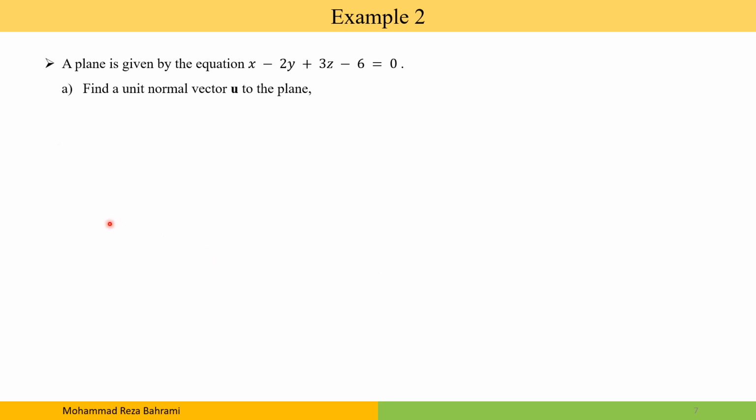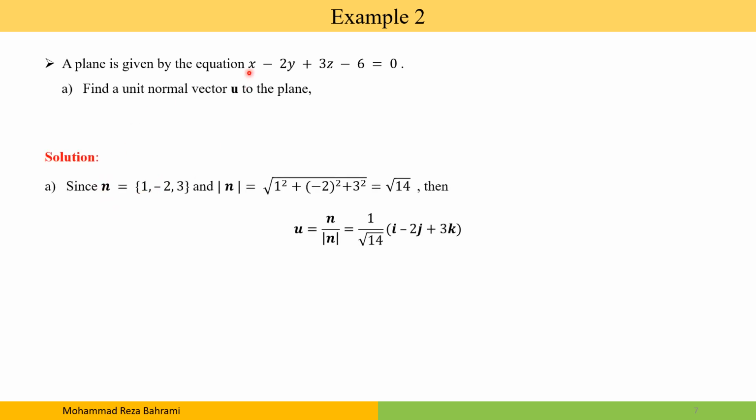Another example here. A plane is given by the equation x minus 2y plus 3z minus 6 equals 0. Find a unit normal vector u to the plane. First we need to find the normal vector to the plane, then calculate the magnitude of the normal vector, and then we can find the unit normal vector. From the equation we know that the coefficients of x, y and z give the normal vector. So we have 1, minus 2 and 3.